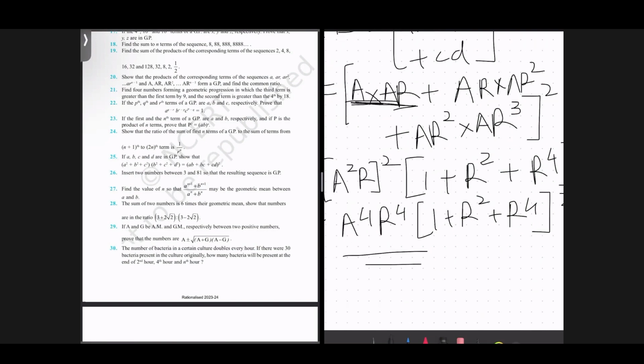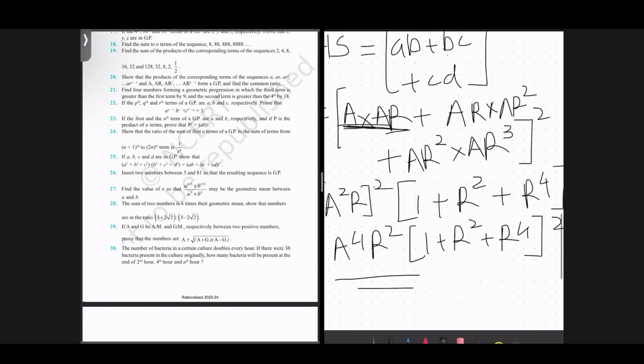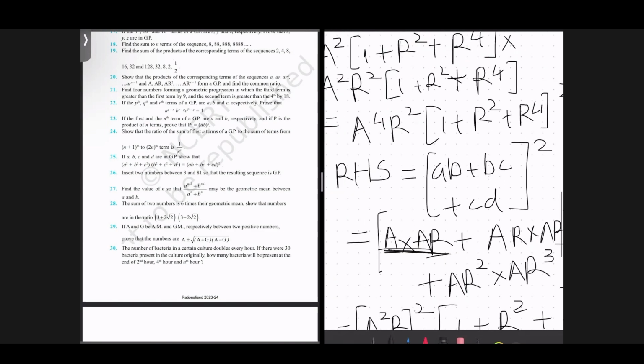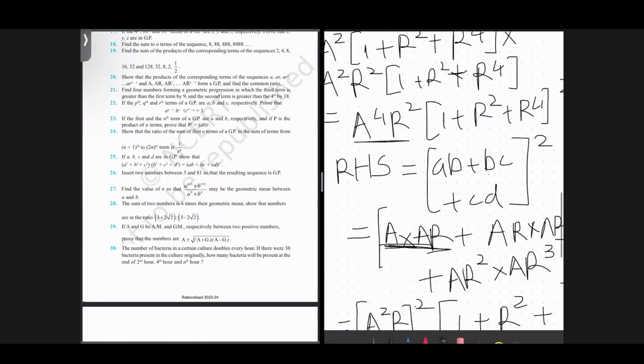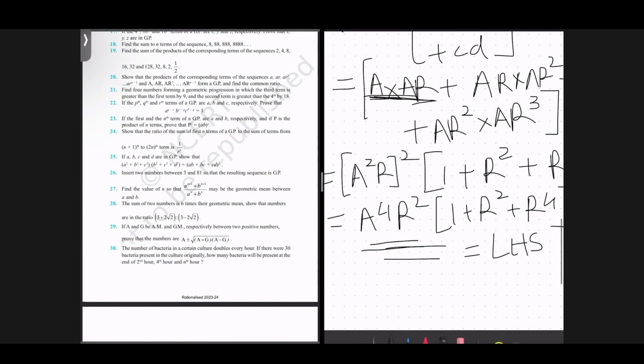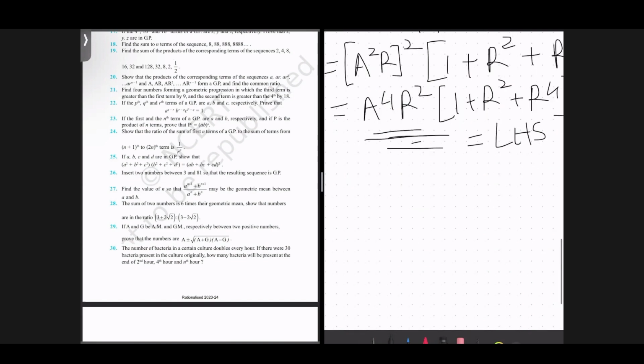This is nothing but equal to LHS. As you can see right here, the LHS that we found was this, and the RHS is going to equate to the same. So you can say that LHS equals RHS, hence proved. Correct. That was the 25th question, I believe.